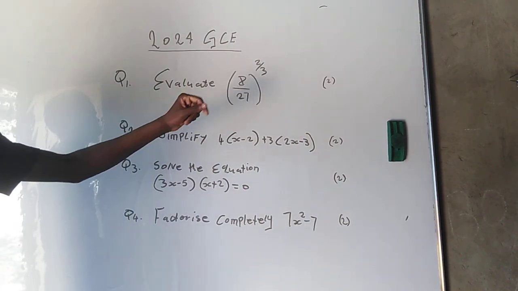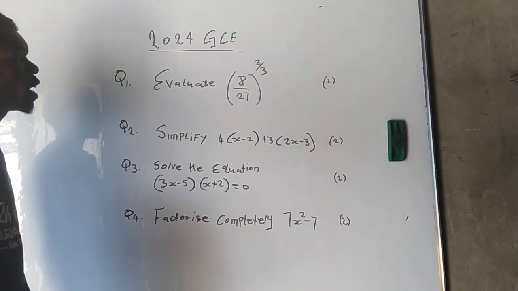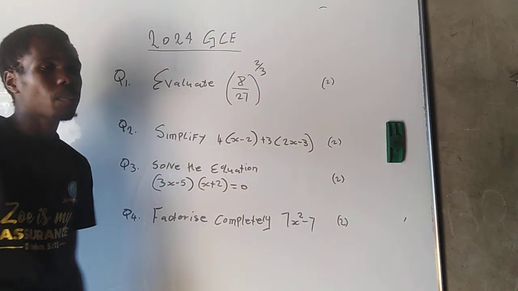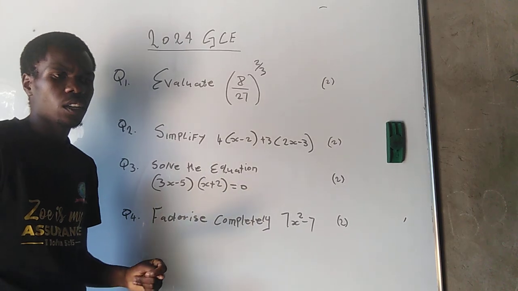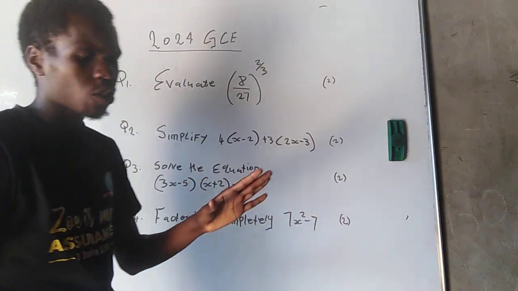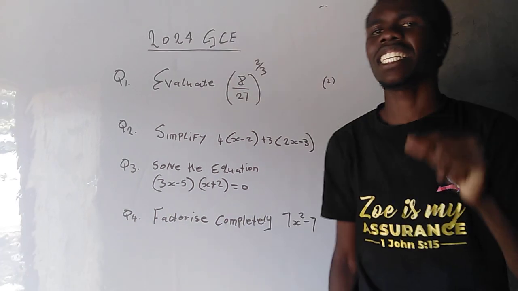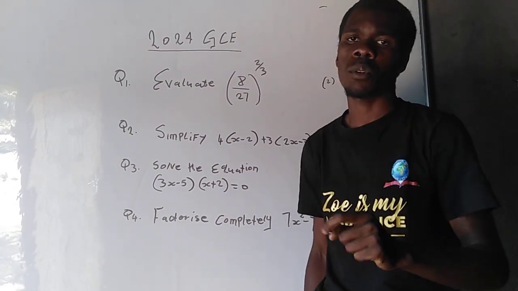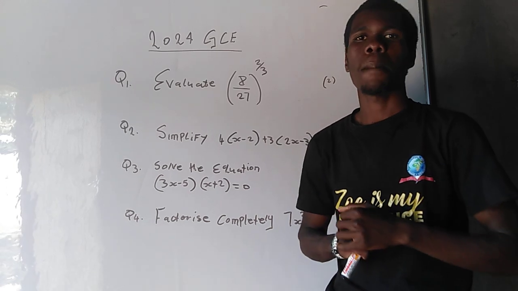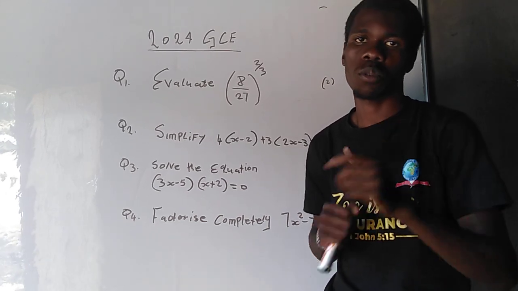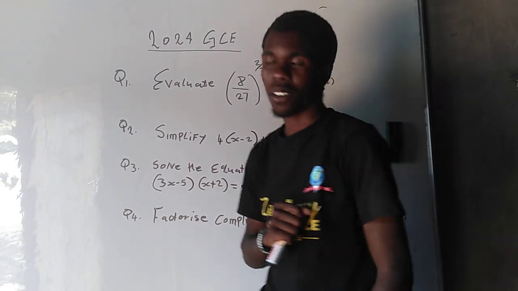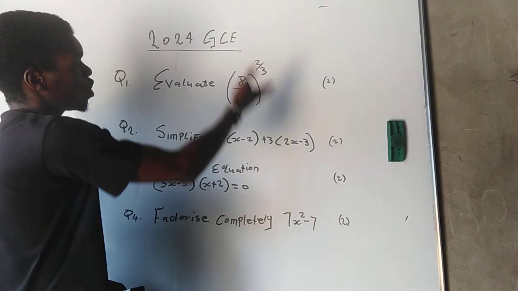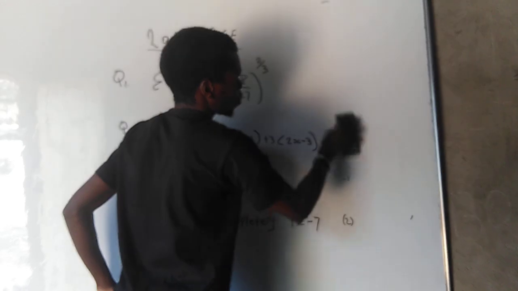Okay, so now let's start with the first one. The first one is saying evaluate 8 over 27 to the power 2 over 3. So now this is how you solve this question. Mathematics is very simple. It just needs some principles that need to be followed in order for you to solve the questions. Mathematics is a problem that needs a solution. All these questions were carrying 2 marks each.